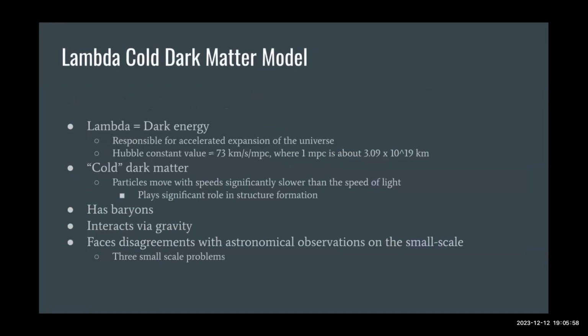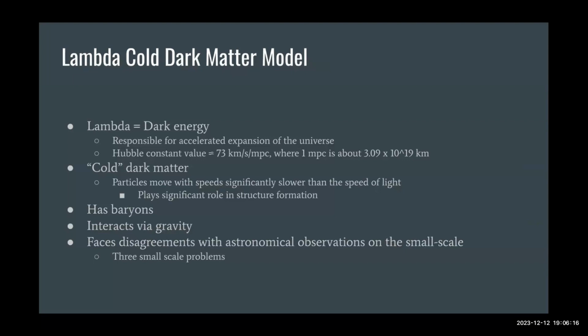Okay. So the Lambda Cold Dark Matter model is the cosmological model that describes the large-scale structure and evolution of our universe. The lambda symbol refers to the cosmological constant. It represents dark energy, which is responsible for the universe's accelerated expansion.